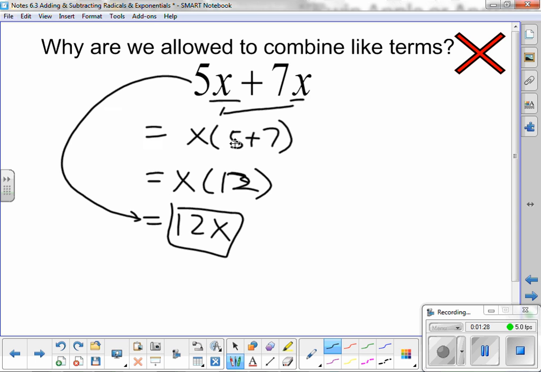So just looking at this, we know that when we have common or like terms, we can just add the coefficients and get the 12x. So you don't really need this stuff in the middle, but I'm just explaining how this came about. So that's why we're allowed to combine like terms.